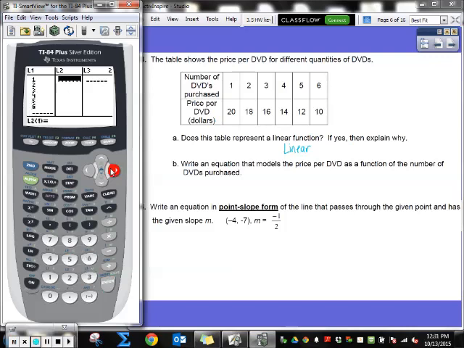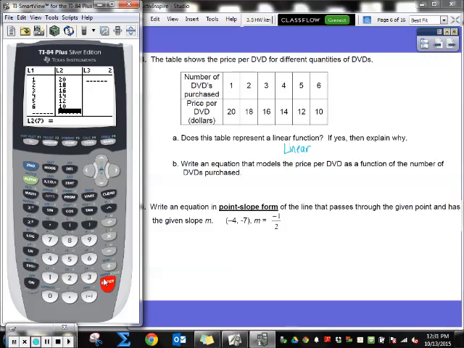Then I need to put in the price. So after this problem, I will pause the video to put in my data to save time, so you will need to do the same.